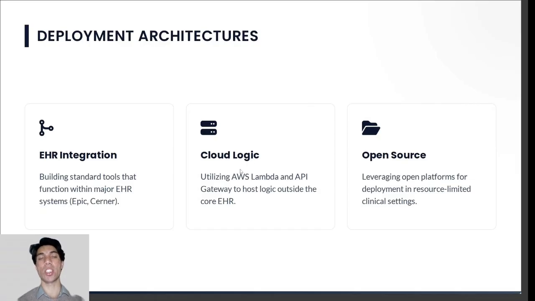And then there is cloud logic, which is utilizing AWS Lambda and API Gateway to host logic outside the core EHR. So this is about our knowledge base. It could be our machine learning models or a deterministic rulebook. We host this logic on the cloud outside of our core EHR structure. So we can utilize AWS Lambda or API Gateway for serverless real-time processing. And these are the endpoints to which our data will be sent from the EHR, and they work outside the EHR. Then we leverage open source platforms for deployment in resource limited clinical settings.